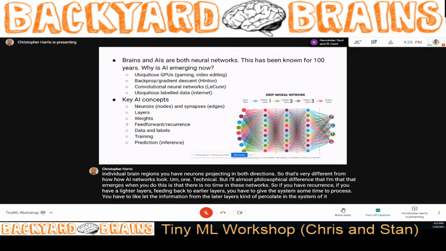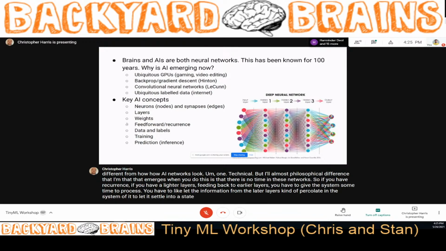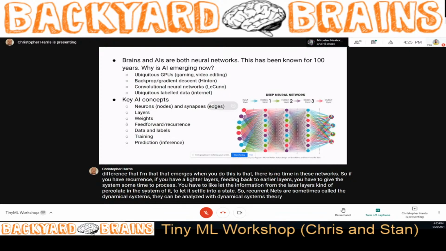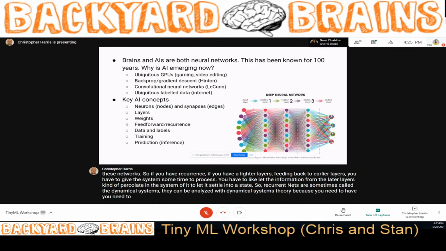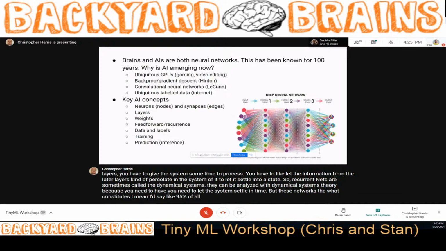But these networks, what constitute, I'd say, like 95% of all AIs today, they don't have time. You show them an image, they produce the output, and that's it. There's no time step, and that can take as long as it takes for the computer to make the inference. There's no actual need to let the system settle in physical time. There are recurrent networks, but they're very hard to make efficient.